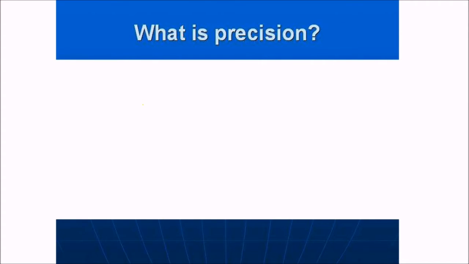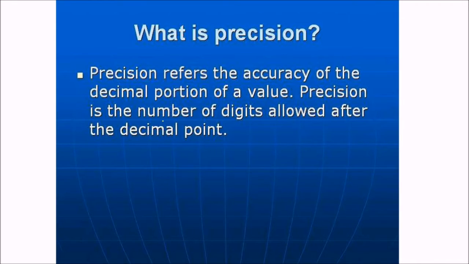What is precision? This often comes as a question, with precision and accuracy. Precision refers to the accuracy of the decimal portion of a value. In the case of data structures, we are talking about accuracy in terms of the decimal portion of a value. Precision is the number of digits allowed after the decimal point.